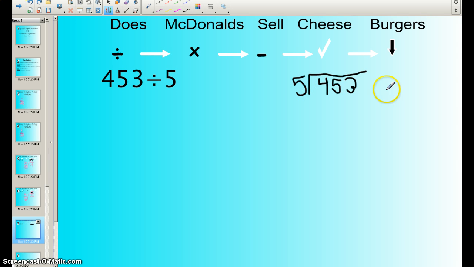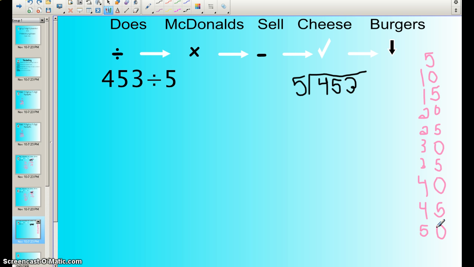Sometimes what I like to do is I like to go ahead and write all of my multiples of my divisor down. That way it can help me when I am dividing and multiplying. So I'm just going to go ahead and write all those multiples down. 5, 10, 15, 20, 25, 30, 35. I'm just counting by fives, and I can do this with any number. 40, 45, and 50.